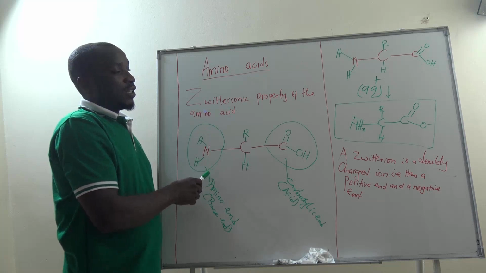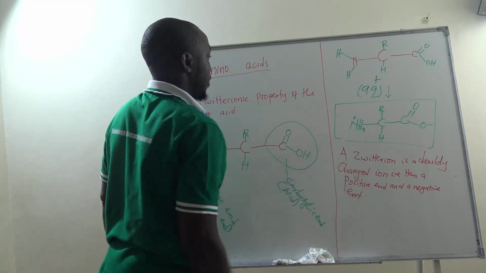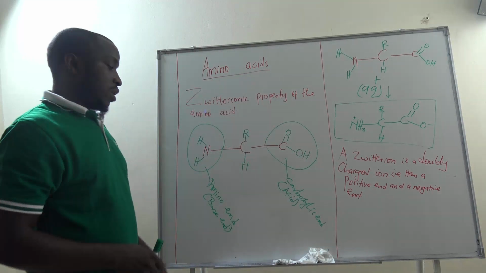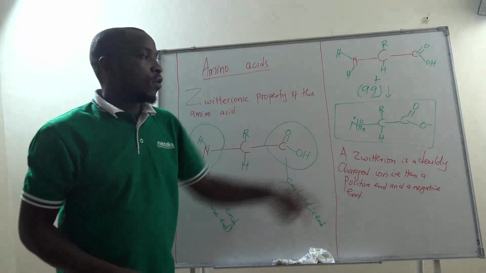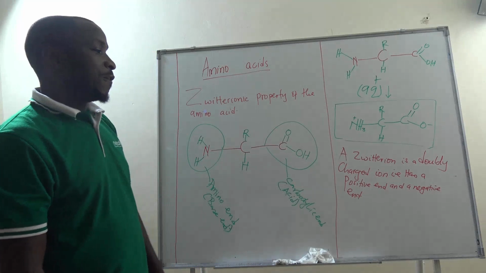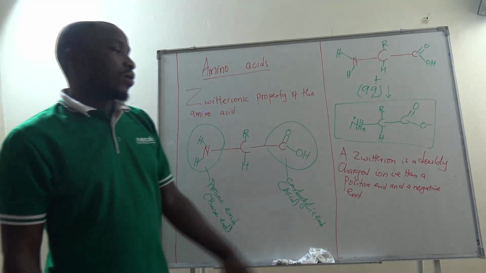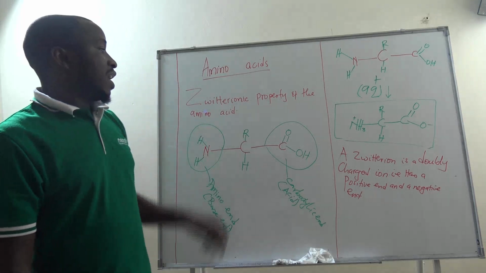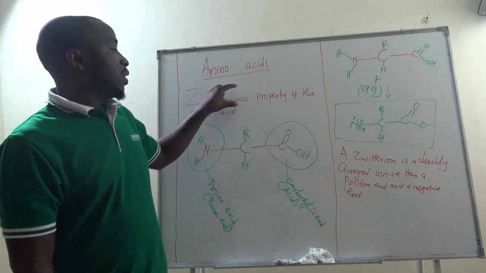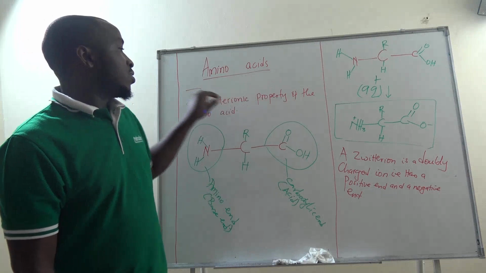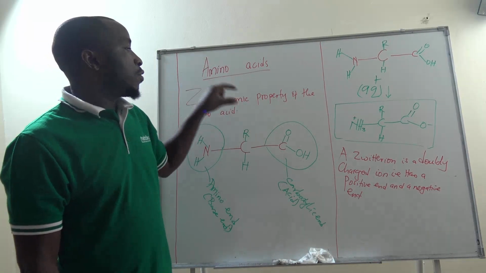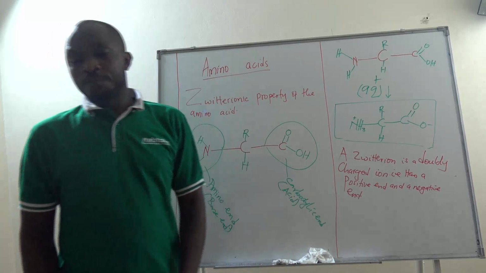So that is a Zwitterion. So amino acids have that property. Once they go into solution, we form a doubly charged ion, which we are calling a Zwitterion. So in our subsequent sessions, let's come and now focus on another property of amino acids.